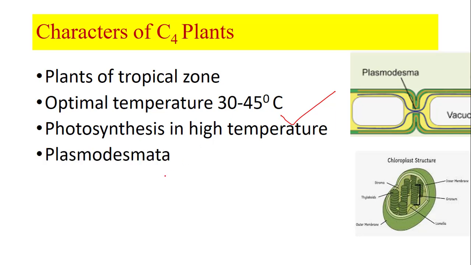Plasmodesmata. It's a very important character of C4 plants. Plasmodesmata remain in between two cells in the cell wall. It's a passage or pore to transport cytoplasm or other chemicals, etc.